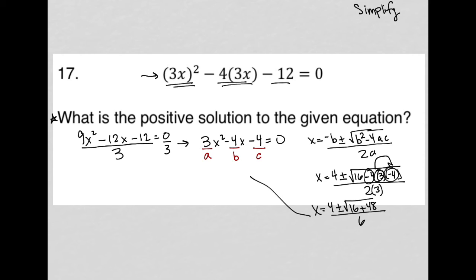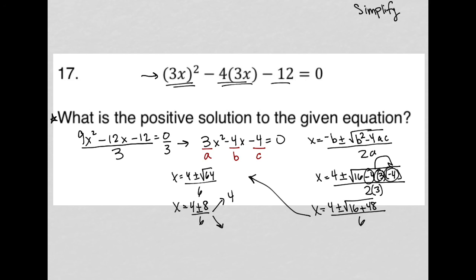So this becomes, let's go up here for space. I'd have x equals 4 plus or minus the square root of 64, all over 6. And the square root of 64 is 8, so I'd have x equals 4 plus or minus 8, all over 6. And here's where this separates into two separate equations.